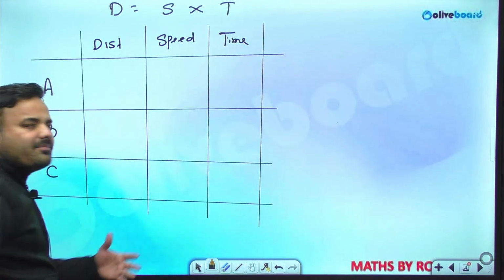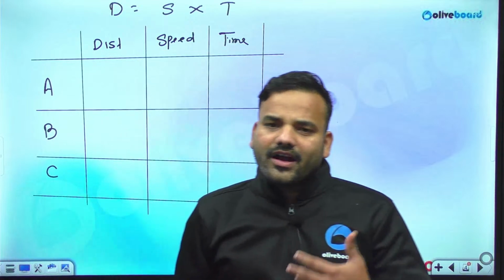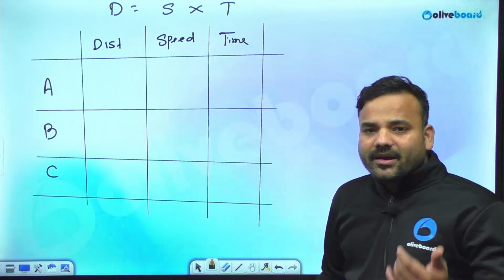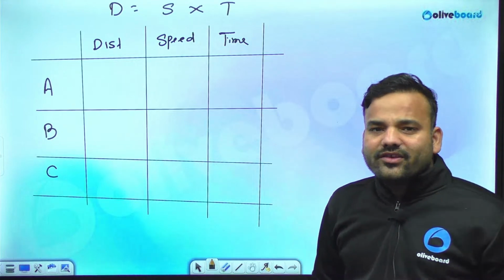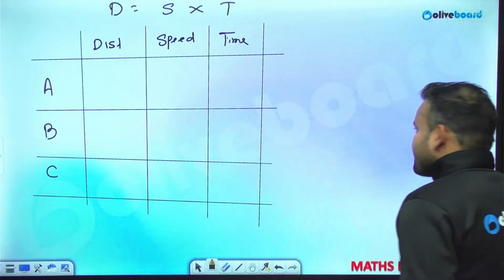So we will only be making the diagram, and after making the diagram, the questions will be comparatively very easy. All the questions attached with this diagram will be comparatively very easy. So we won't be solving these questions. We will be filling this entire data.